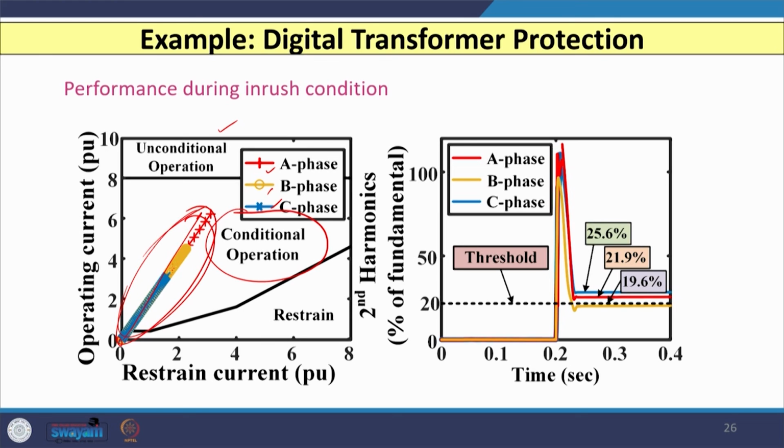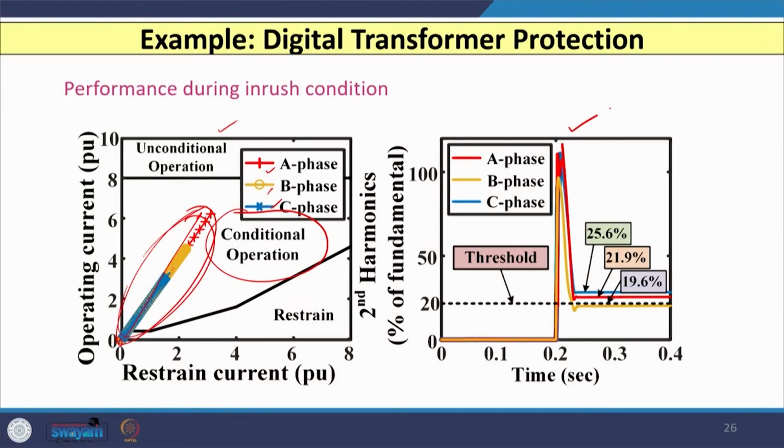Again, the checking of second harmonic content, that is the percentage of second harmonic and the percentage of fifth harmonic, both will be there. There will be a slight delay, and after that if both the conditions are not there, meaning they are below that particular threshold, then the tripping command is initiated, otherwise the tripping is blocked.